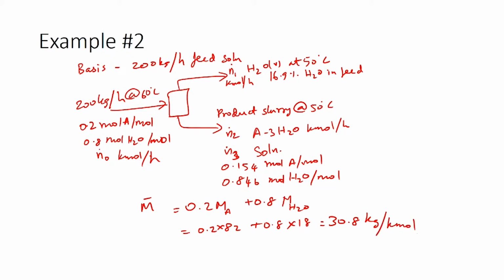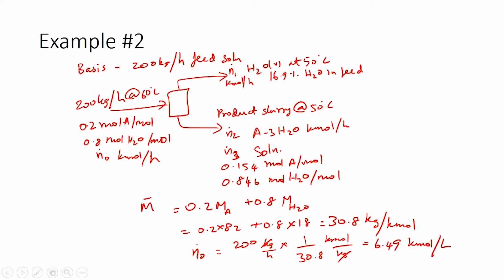So, this is the average molecular weight for the mixture. The molar flow rate N0 dot can be calculated as 200 kilograms per hour divided by the molecular weight, which would be 1 by 30.8 kilomoles per kilogram. The kilogram gets cancelled and you would end up with 6.49 kilomoles per hour.